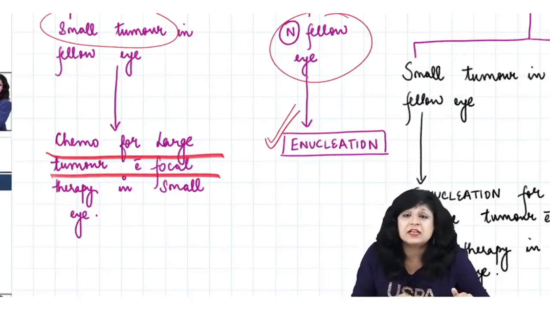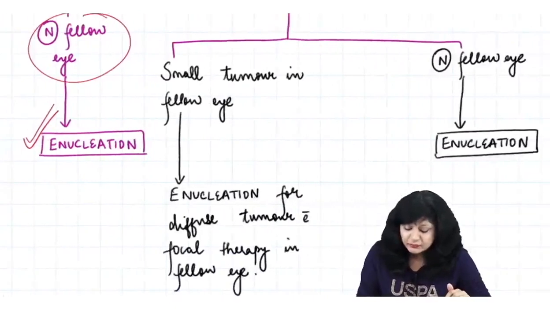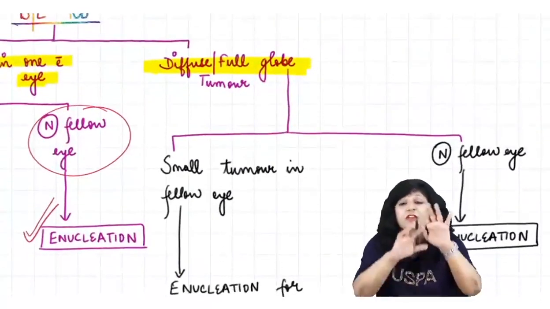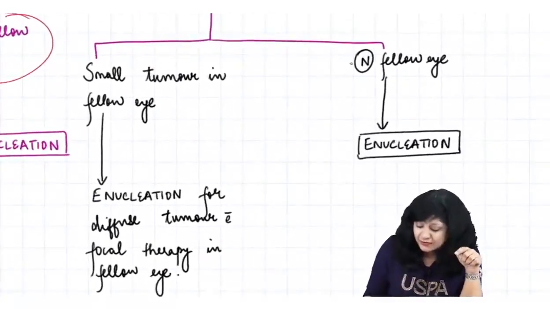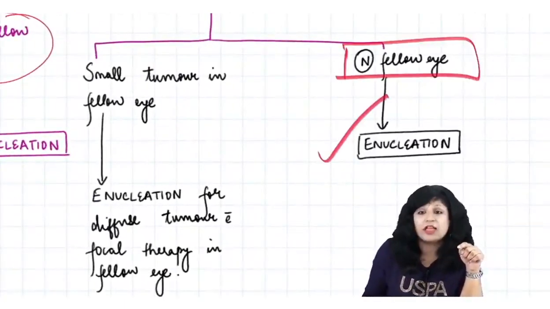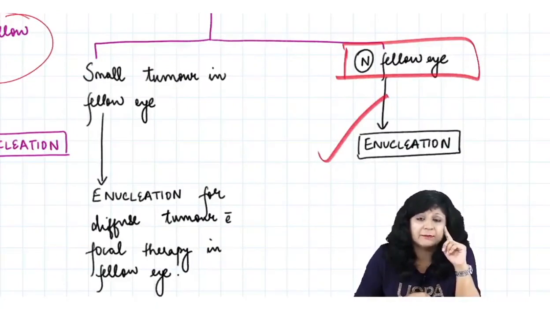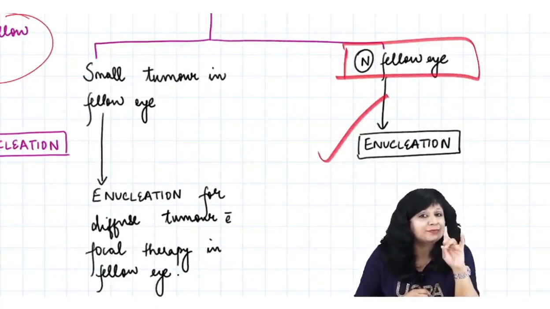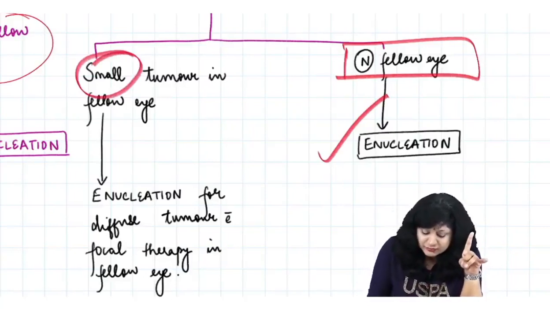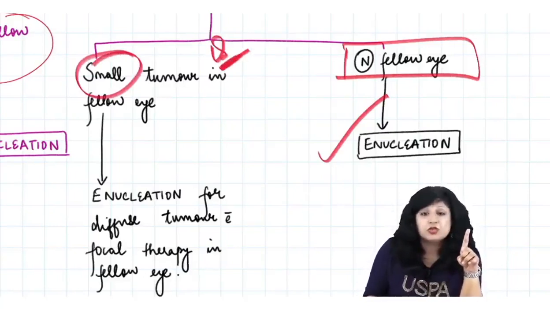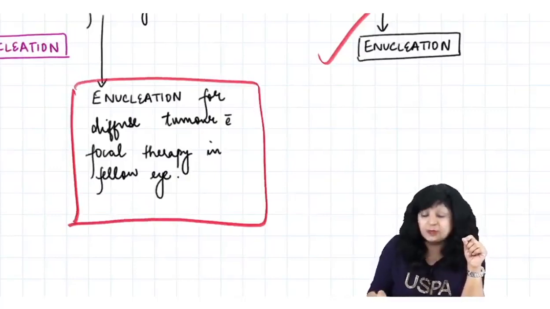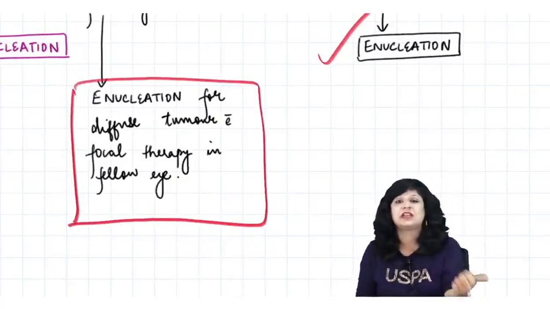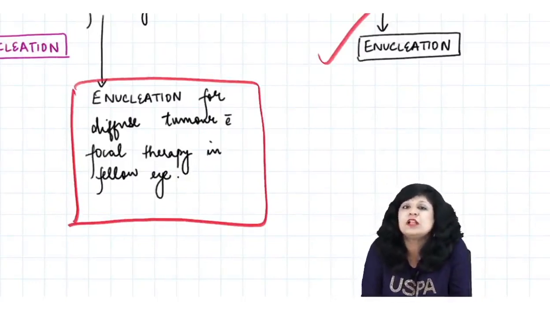But in this scenario we had been given a diffuse tumor, so you are having a full globe tumor in the one eye. Now here also if I have a normal fellow eye, then I could have gone for the enucleation and other eye observation, but I do not have the other eye normal. I have a small tumor in the fellow eye. This is given in the question. So what can I do? I can go for the enucleation for this diffuse tumor, and because of that small tumor given in the other eye, I have to do the focal therapy.